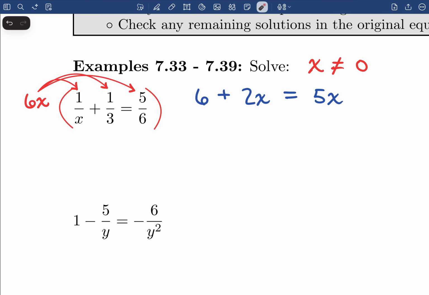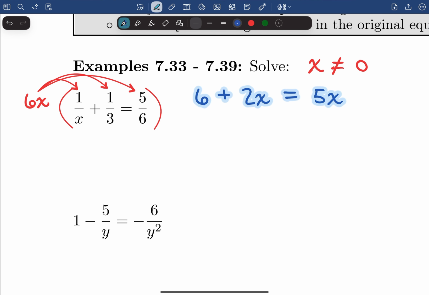All right, so I've now multiplied in the LCD into this rational equation, and I got a linear equation out of it. When I cleared the fractions, this results in a linear equation. Why do I say it's linear? Because the highest power of the variable x is 1.